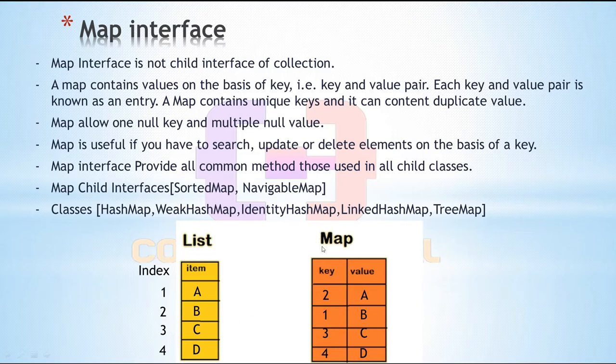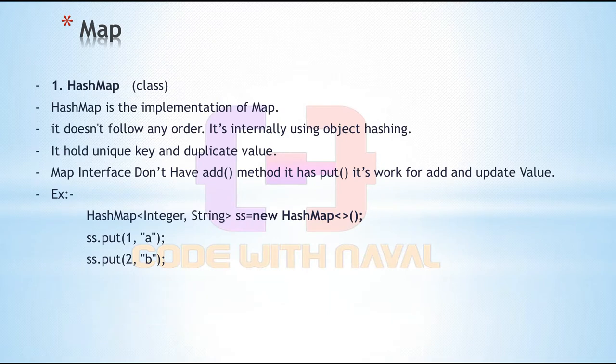It increments continuously, but if I want to store data as key-value pairs, then here we have a map. Here we can put our own key and our own value. We can simply put, for key 2 I want to store A, key 1 I want to store B, 3 C, 4 D. In this way we can store key-value pairs. Let's discuss the first implementation class, HashMap.